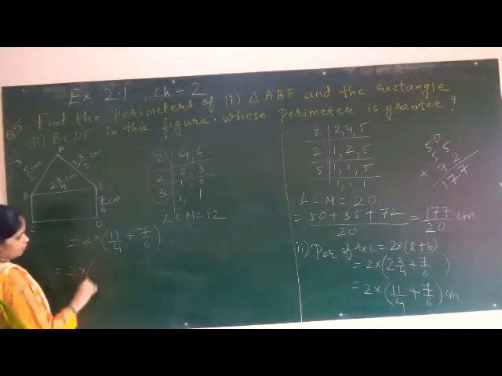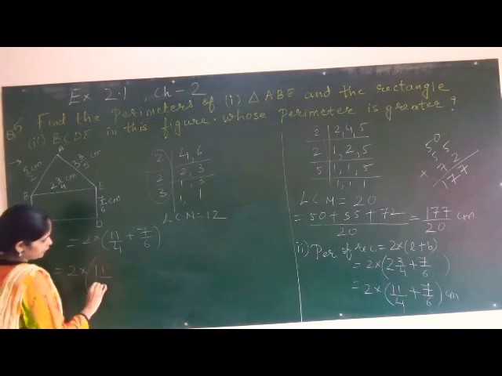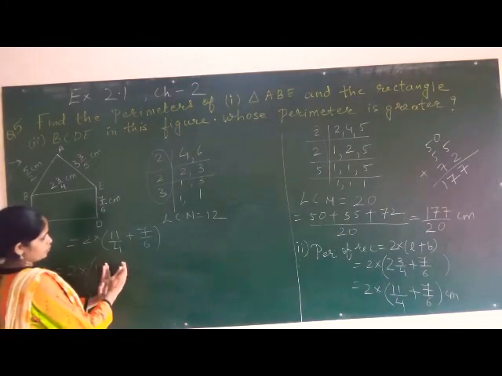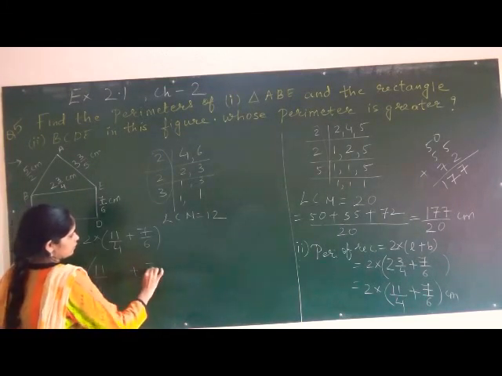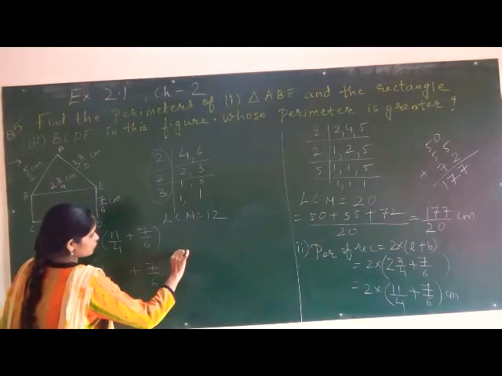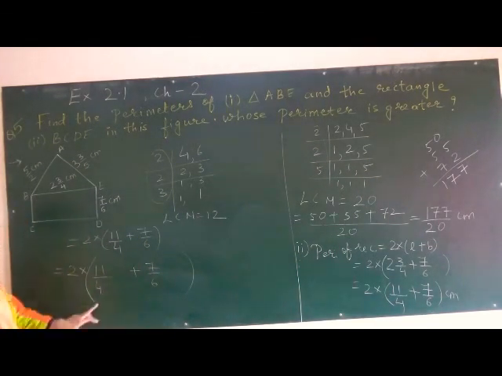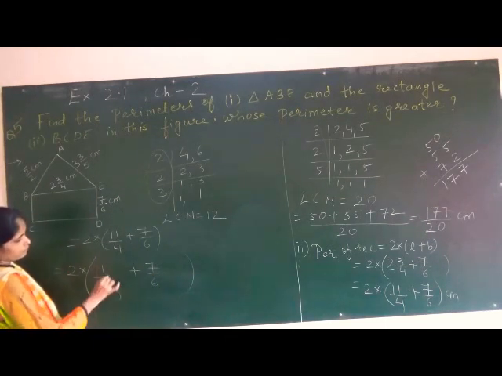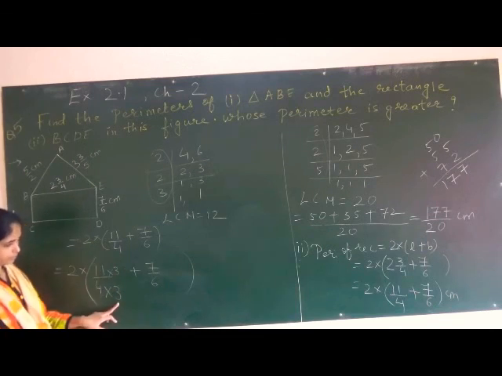So 2 multiplied by 11 upon 4, leave some space, we will multiply this. 7 upon 6, leave some space. So 4, how many is that? 12? Our LCM is 12. So here we have to bring 12. So 4, how many is that? 12? 3 is that. So here we will multiply by 3.